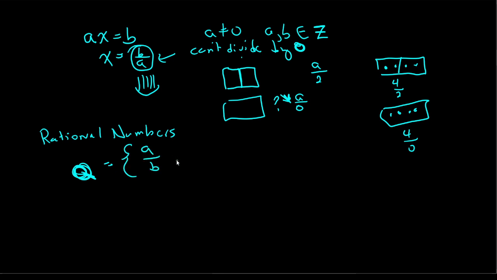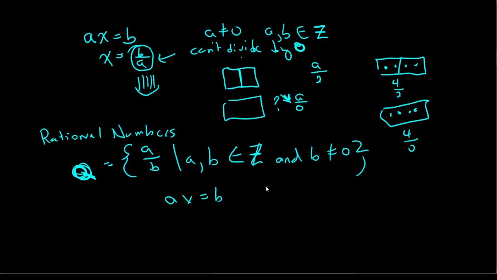A divided by B, such that A and B are integers, and B can't be 0. And so we get this new set of numbers that come about that solve the multiplication problem. Now this equation, AX equals B, as long as A does not equal 0, A and B can be these new rational numbers. And we have fractions.